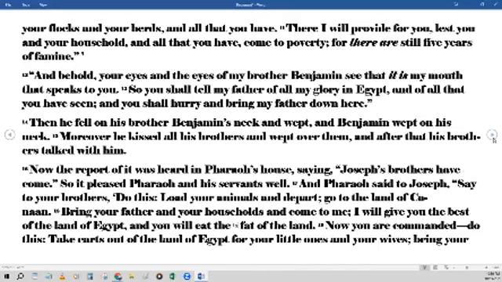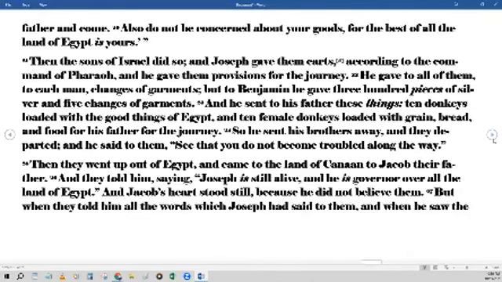And Pharaoh said to Joseph, say to your brothers, do this, load your animals and depart. Go to the land of Canaan, bring your father and your households and come to me. I will give you the best of the land of Egypt, and you will eat the fat of the land. Now you are commanded, do this, take carts out of the land of Egypt for your little ones and your wives. Bring your father and come. Also, do not be concerned about your goods, for the best of all the land of Egypt is yours.